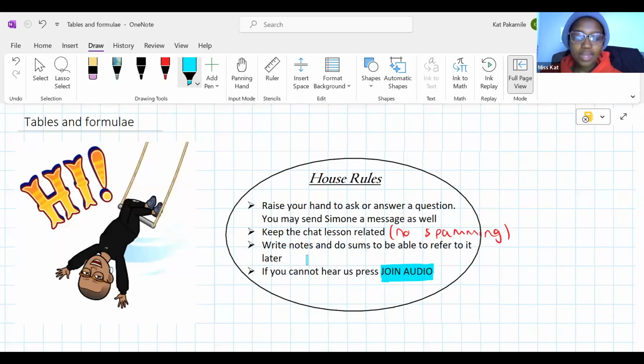Right, let's get started. We are still doing formulas and relationships, functions and relationships. And today we'll be dealing with formulae and tables.